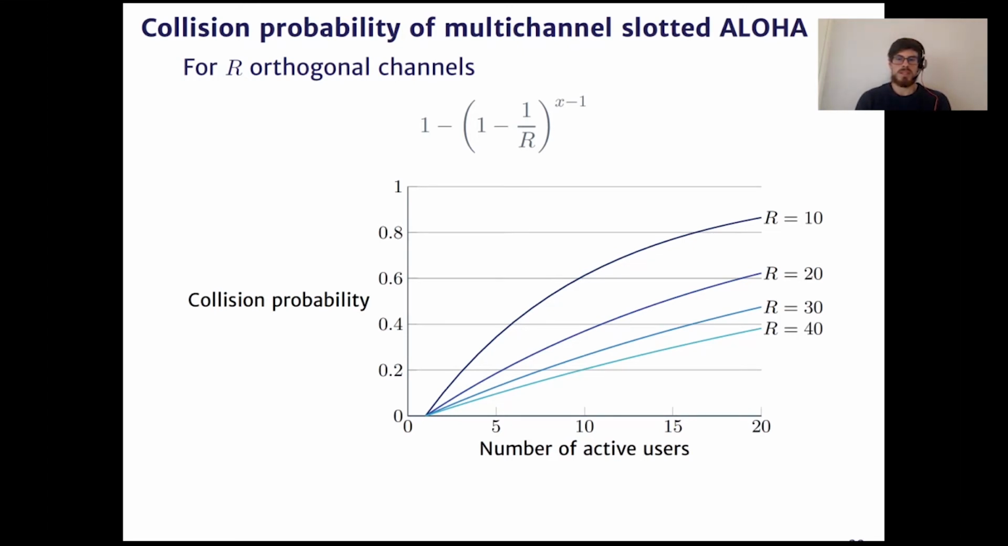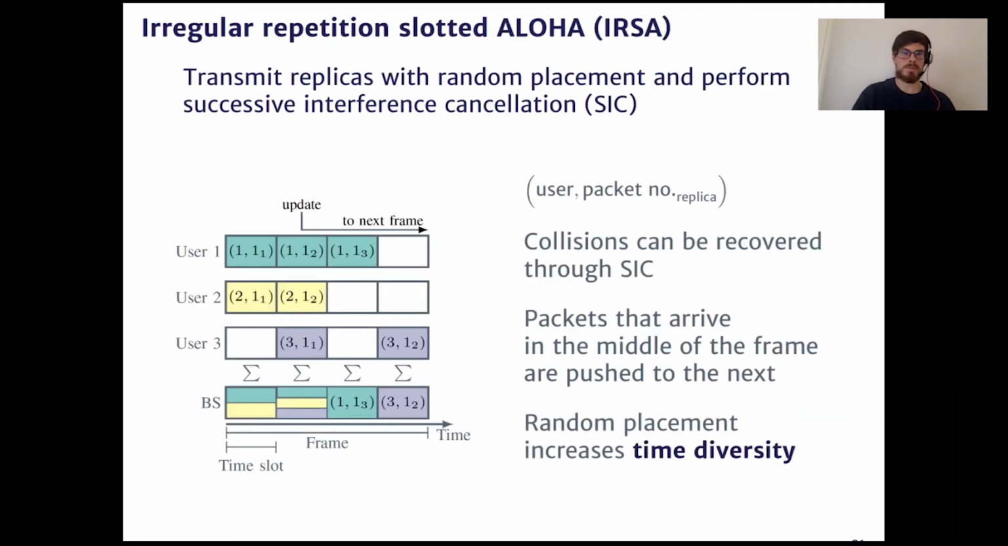We can see that if we have 40 resources and 10 users, that's quite a big over provisioning. Then we're having 20% of collision probability, which is quite high. So maybe we should look to some other alternatives and more intelligent protocols instead of simple multi-channel slotted aloha. And one of these alternatives is irregular repetition slotted aloha.